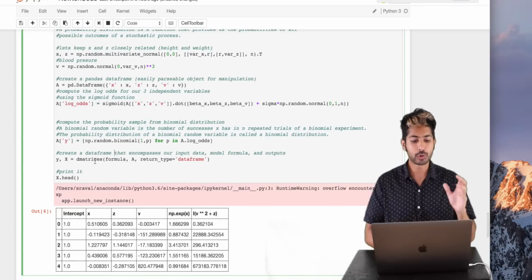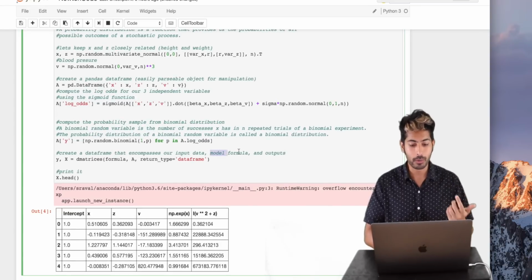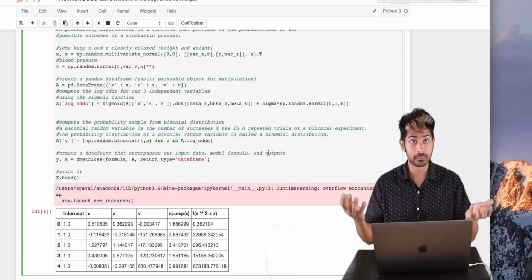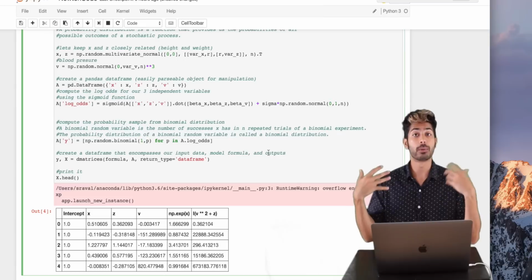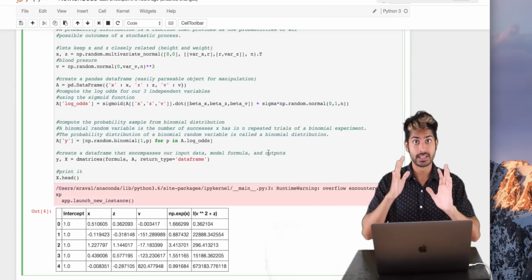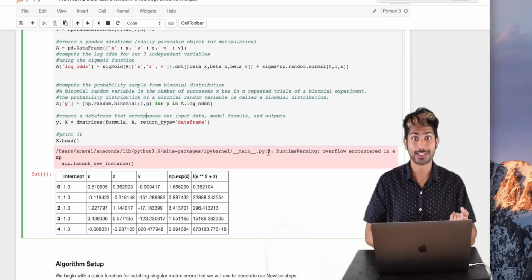Okay, so then we can create a data frame that's going to encompass our input data, our model formula, and our outputs, right? Just like this. So these are our expected outputs. We generated these outputs randomly, but they are our expected outputs. So we'll compare the expected outputs to our predicted outputs, and we want to minimize the difference between them. Okay, and that is our learning process.